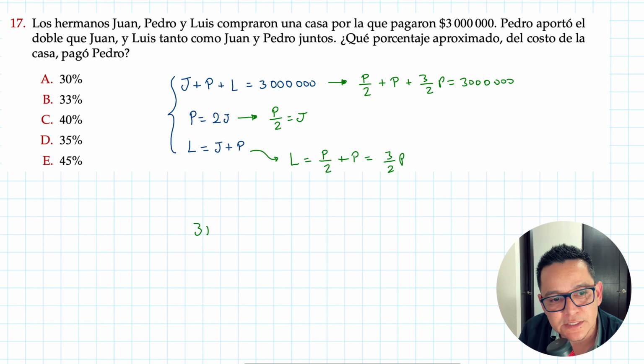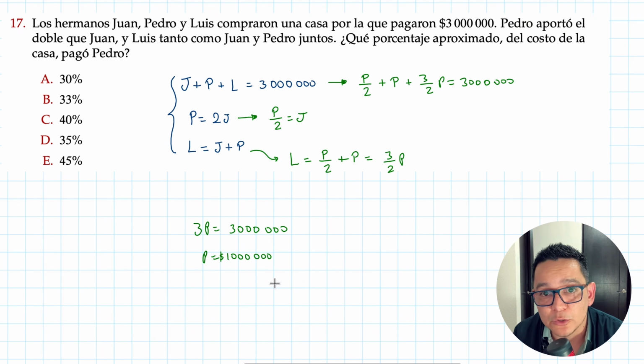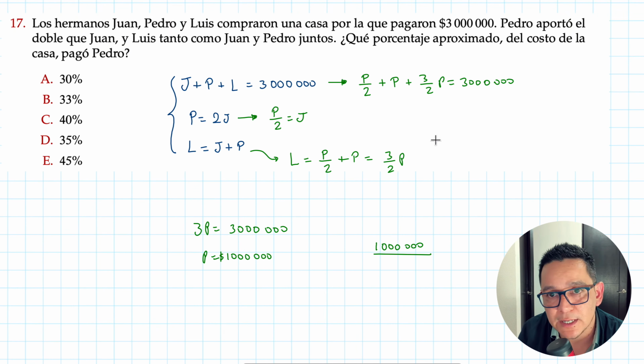So I have that 3 P equals 3 million. Since the 3 is multiplying, we divide by 3. So, 3 million divided by 3 equals 1 million. Pedro invested a total of 1 million, but the question isn't about the amount he contributed. It asks, what percentage of the house's cost did Pedro pay? Well, to find out the percentage, we just have to divide what Pedro put in, which was 1 million, by the cost of the house, which was 3 million.